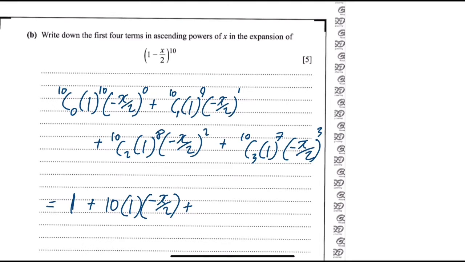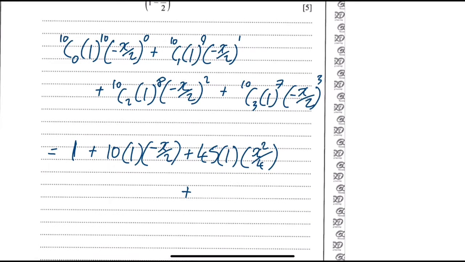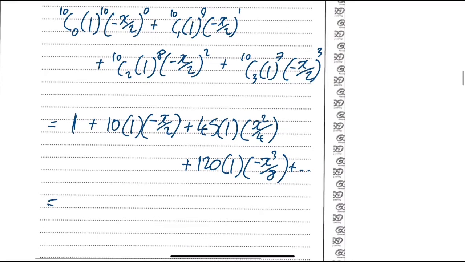Calculator needed then, 10C2 is 45. So that's going to be 45 times 1 to the power of 8, which is just 1, times minus x over 2 squared, which becomes minus x times minus x is positive x squared, over 2 squared is 4. And your last one, 10C3, works out to be 120. 1 to the power of 7 is 1. And then minus x over 2 cubed will be minus x cubed over 8. And then we'll just work these out.